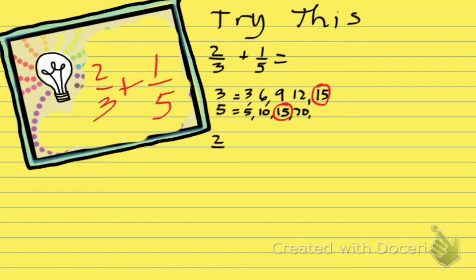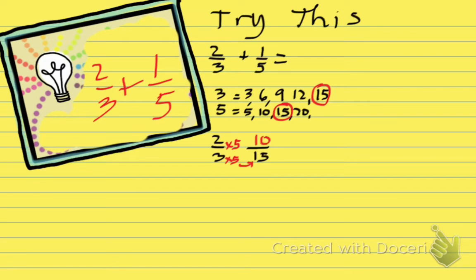For 2/3, our common multiple here is 15. What do I do to 3 to get 15? I multiply it by 5. So 3 times 5 equals 15. The same with our numerator. What you do to the denominator, you also do to your numerator. You multiplied the denominator by 5, so you also multiply the numerator by 5. So 2 times 5, we get 10.